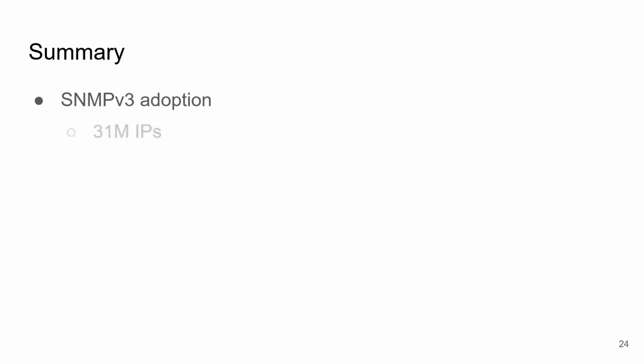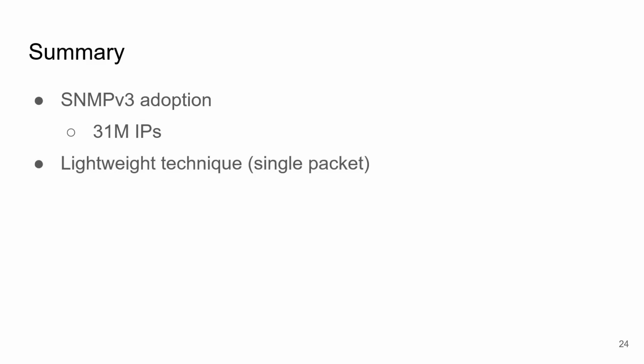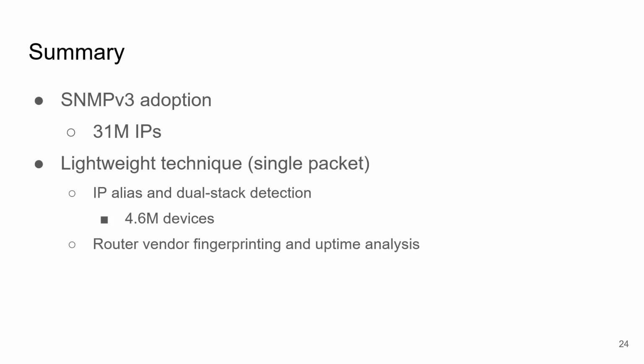We found more than 31 million IPs responding to unsolicited and unauthenticated requests. We used our findings to detect IP aliases and dual-stack interfaces for more than 4.6 million devices. We used our fingerprinting results to gain some insight about router deployments and operation within more than 11,000 networks.